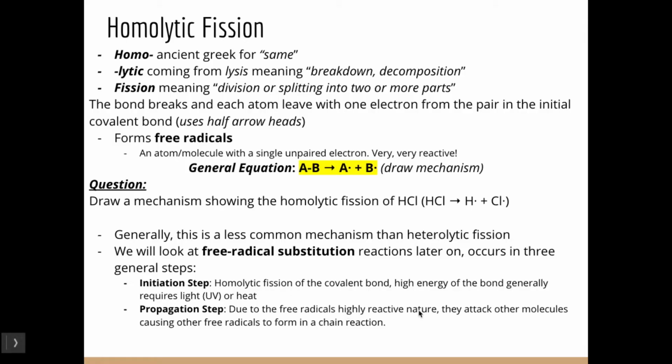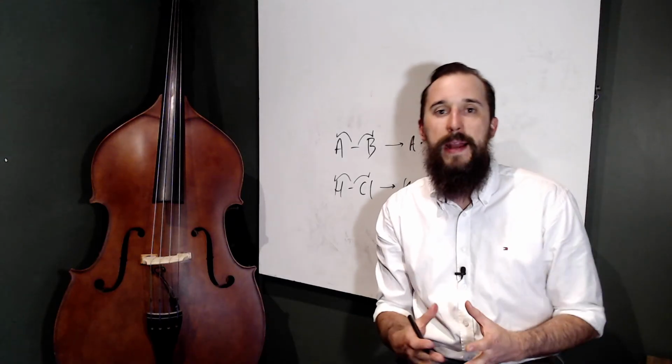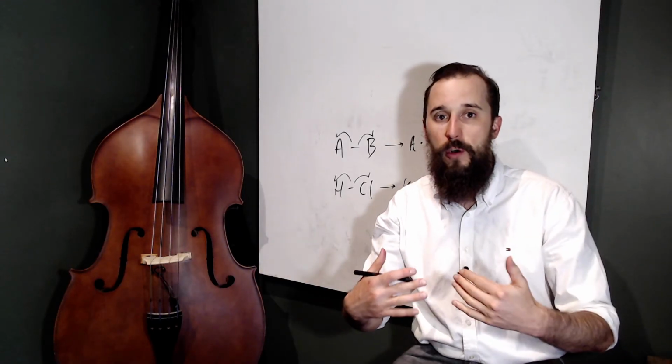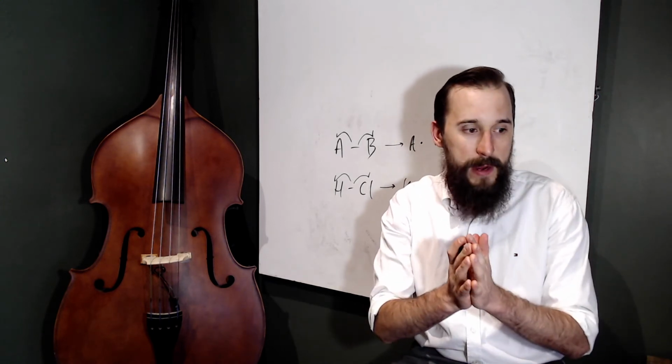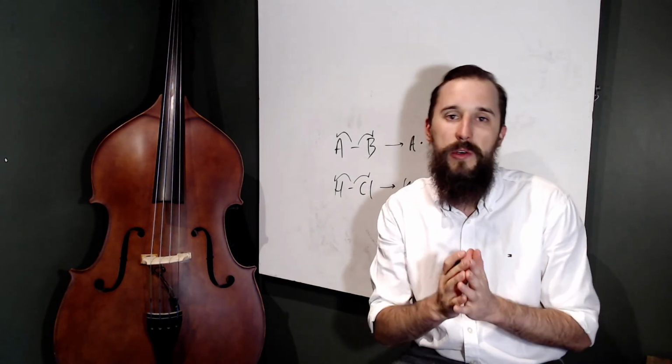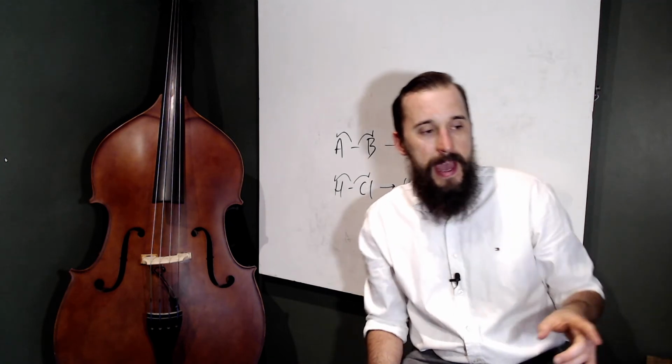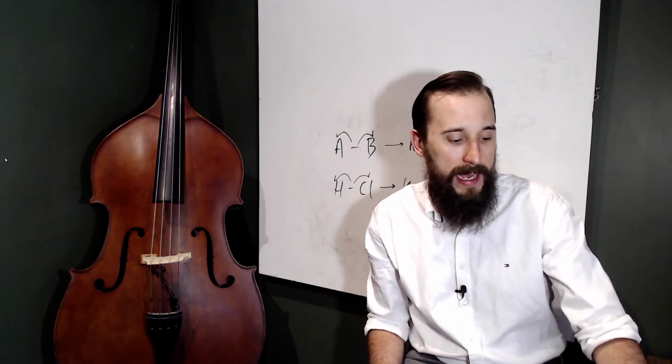Due to the free radical's highly reactive nature, they attack other molecules, causing other free radicals to form in a chain reaction. And then that finally ends in a termination step. It terminates when two free radicals form together, forming a new molecule, and the chain reaction has stopped because we don't have that highly reactive species anymore. So once all of the free radicals terminate, they find other free radicals to form another covalent bond with. The free radical substitution reaction in this case will cease. Quick introduction there. We will see that later on, like I say.